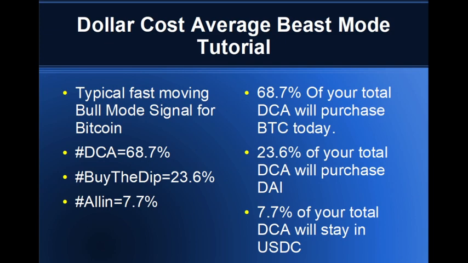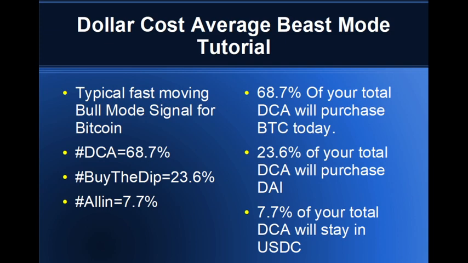So what do these percentages mean? For the DCA signal, 68.7% of your total DCA will purchase Bitcoin today. So let's say you had $100, let's keep the math simple, $68.70 of that would buy Bitcoin today. So you would just take $68.70 of your USDC and purchase Bitcoin on Coinbase. You do that today. And then 23.6% of your DCA will purchase DAI.